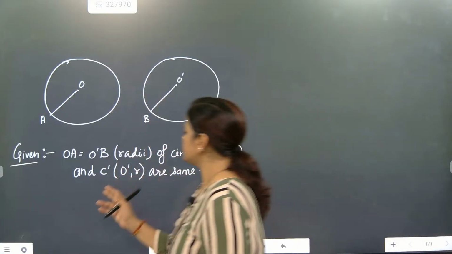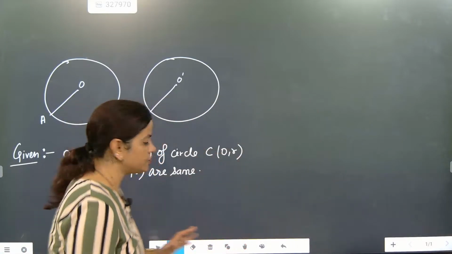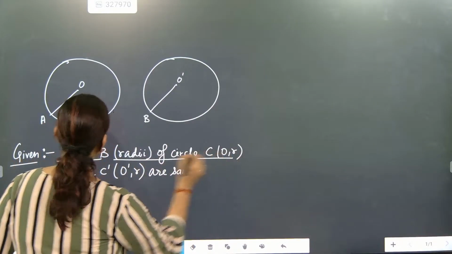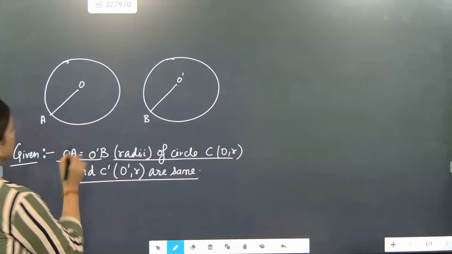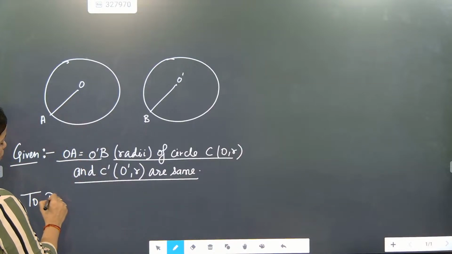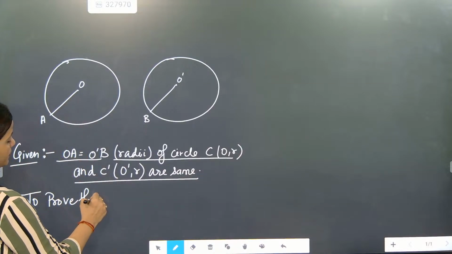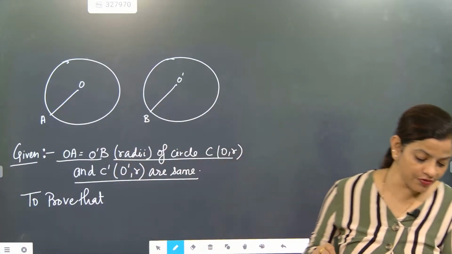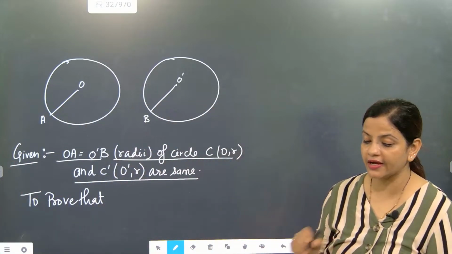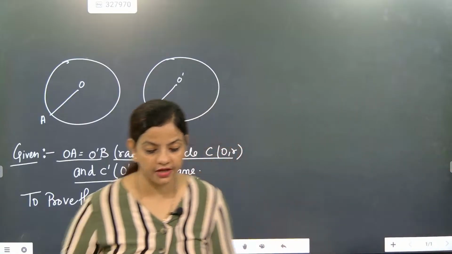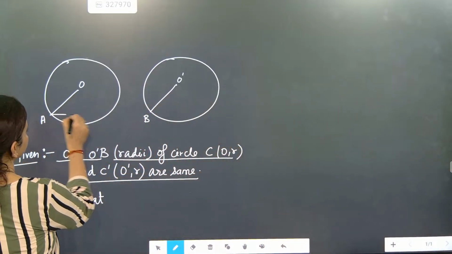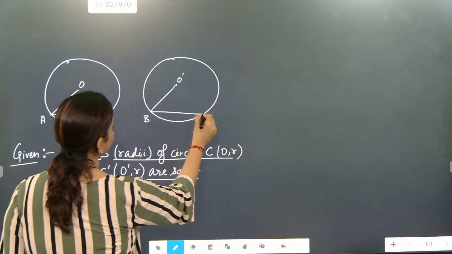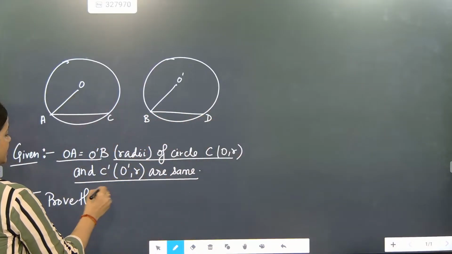Now look at it. C dash, O dash, R is given. So OA is equal to O dash B; that is the radii of the circles. This and this are the same. Now, beta, what to prove? To prove that chords are equal. They are telling that equal chords of congruent circles subtend equal angles at the center. So A is there, we will write C here, and B, and we will write D here.